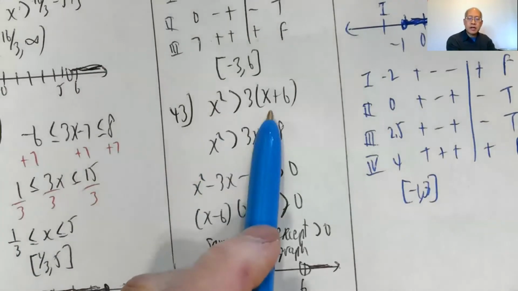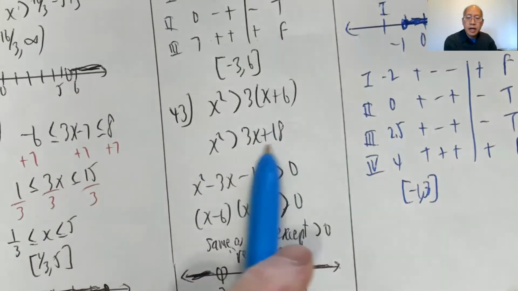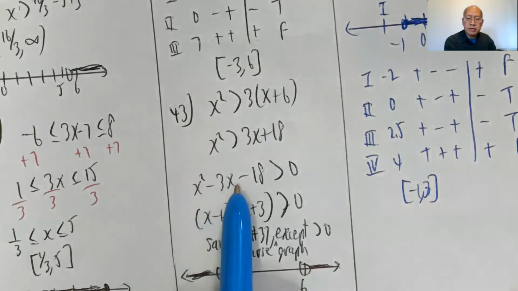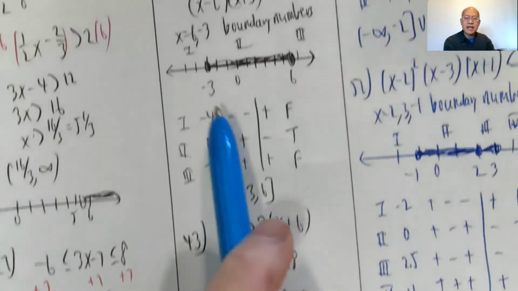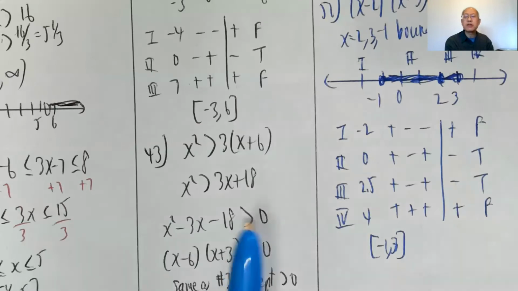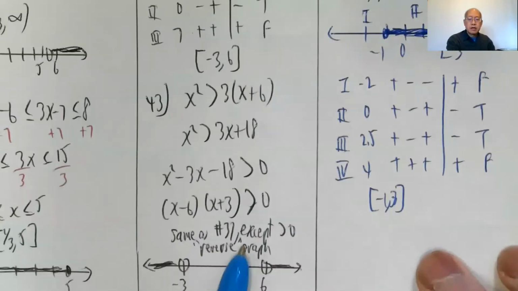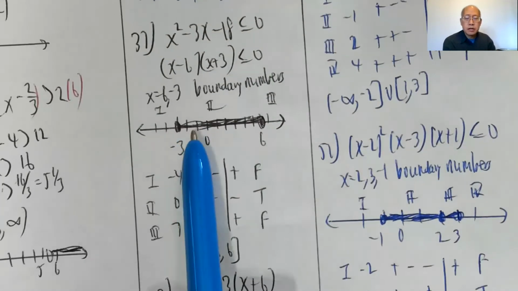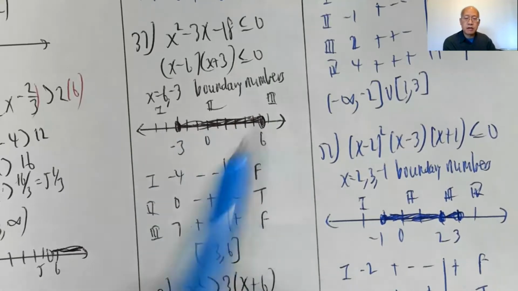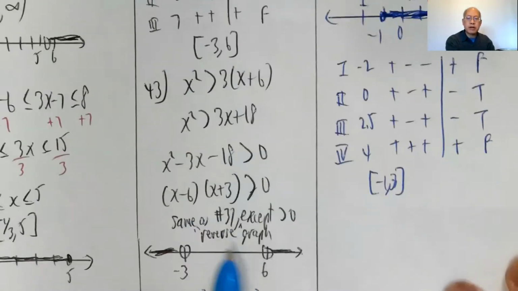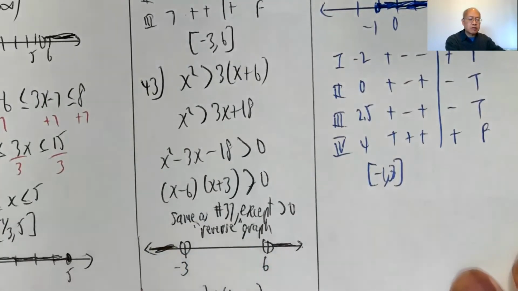43 starts off like this. Distribute the 3 and then subtract. X squared minus 3x minus 18 is greater than 0. X minus 6, x plus 3 is greater than 0. Well, if I look back, that's exactly the same as this problem, except instead of less than or equal to, it's greater than, which is the exact opposite. Okay, so everything that used to be shaded is unshaded, and vice versa. Everything that was not shaded becomes shaded. So it's open circle at negative 3, open circle at 6, and shade everything outside.